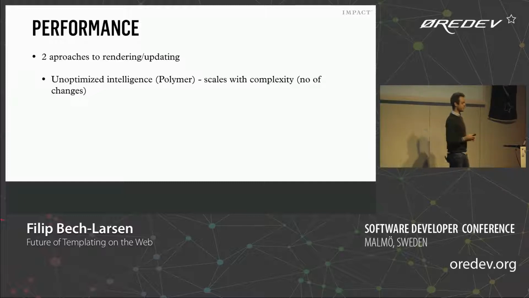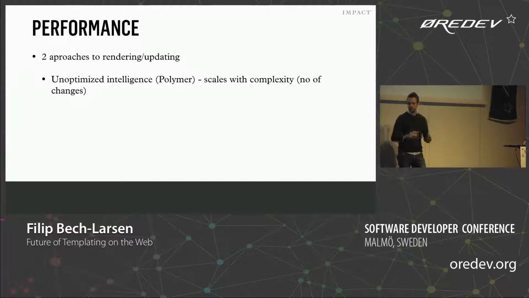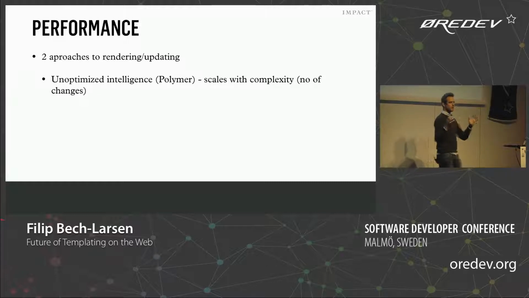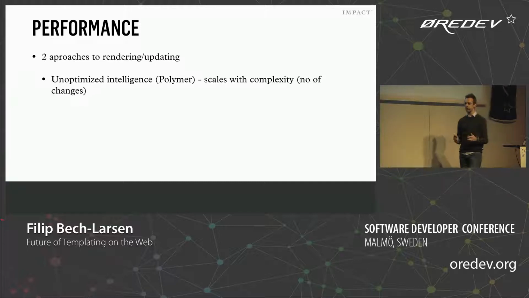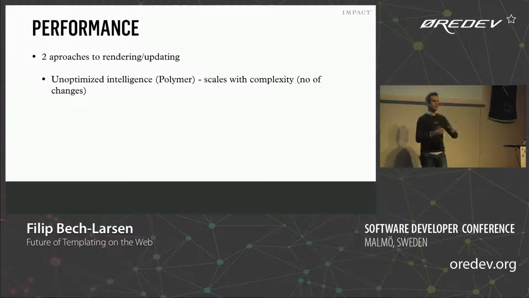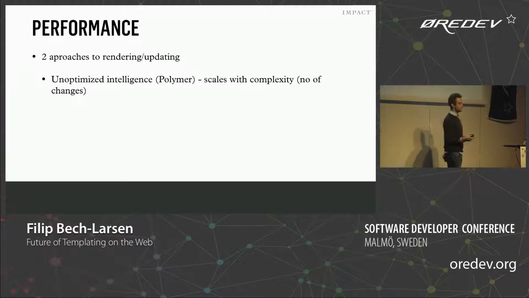One, I've come up with these names: unoptimized intelligence, I've called it, which is kind of what Polymer 2 does. We're very clever about where exactly our changes are, but we're pretty slow at finding that out. So whenever an update happens, we're very efficient at just updating the parts, but we're not very clever at finding out which part has actually changed. That means this scales with the complexity of our change. So if we have a very complex change, it's going to be kind of slow.